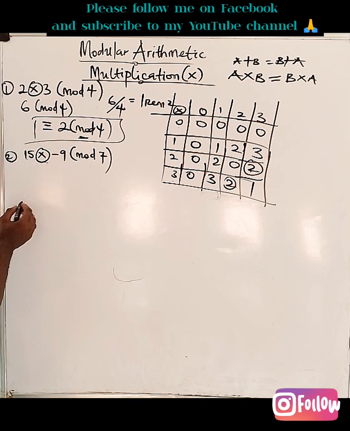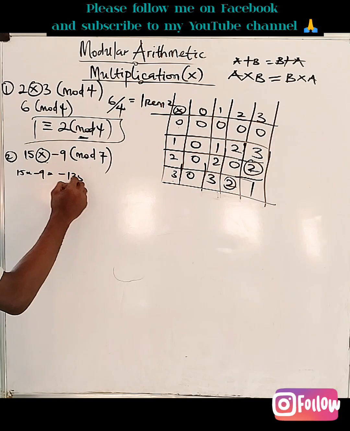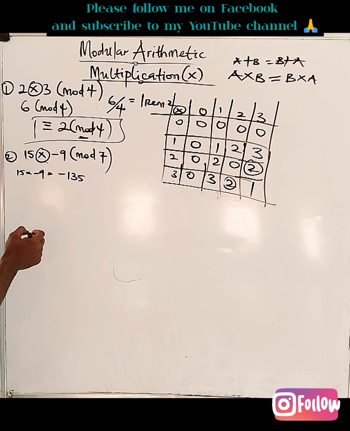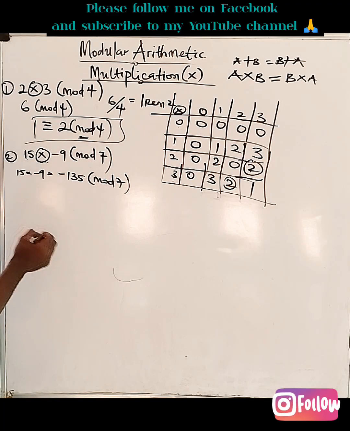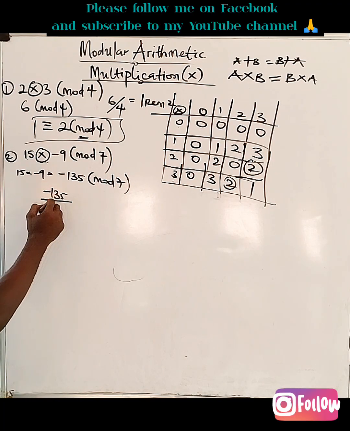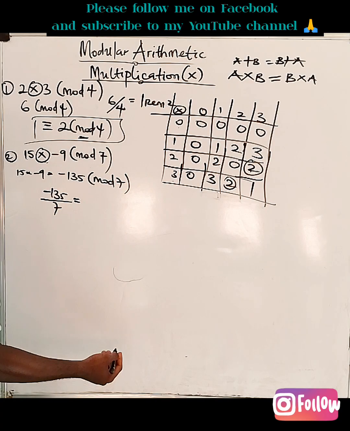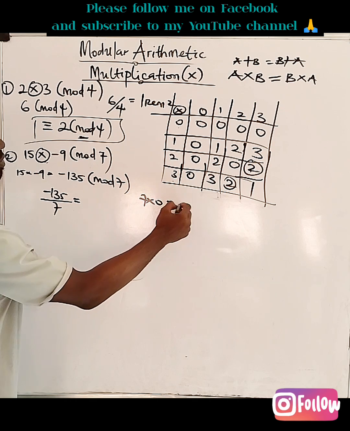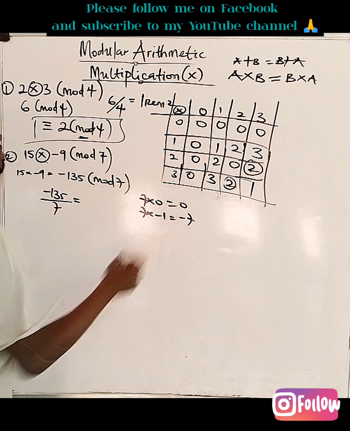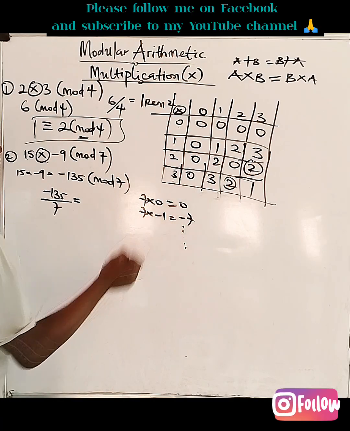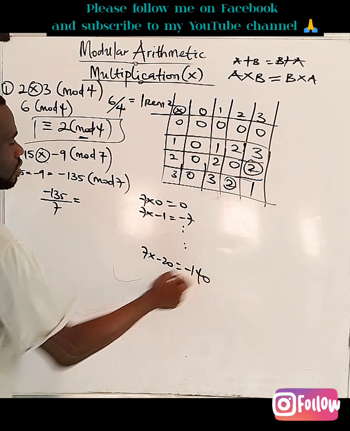So 15 times minus 9 will give us minus 135. So minus 135 to be written in modulo 7. Let's see what we're going to get. So quickly we're going to be dividing. Don't forget, minus 135 over 7. We're going to be creating a 7 times table going down the negative axis. 7 times 0 is 0. It's bigger than minus 135. So 7 times minus 1 is minus 7. So if we run down, 7 times minus 20 is minus 140.